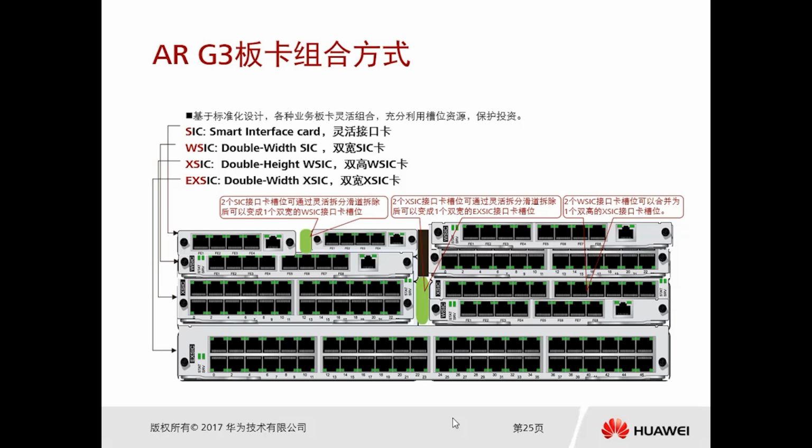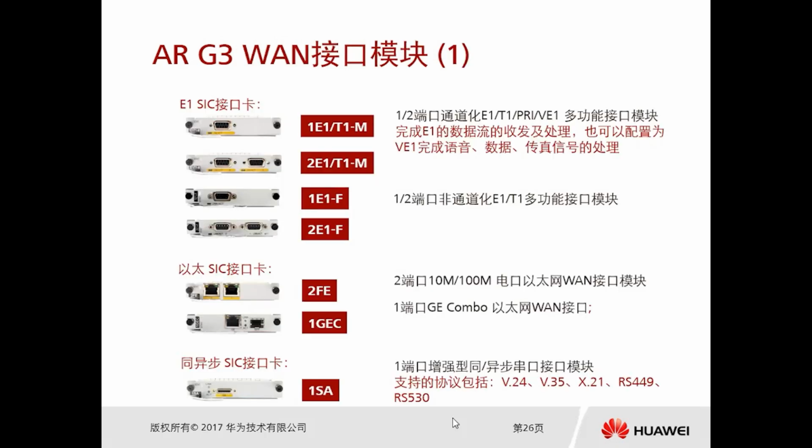Next, let's take a look at the WAN interface module. So here, this lists the 3 major modules. One of them is the SIC interface card of E1, then Ethernet, and the following synchronous asynchronous interface card below. So when you see E1, inside the SIC interface card, first write half of the port, channelized, E1, T1, PRI, E1, multifunction interface management, multiple interfaces in this module.